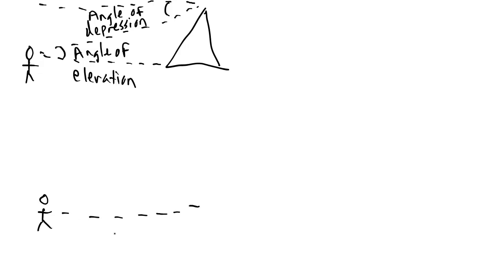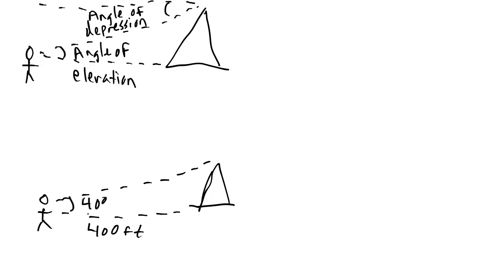Let's say you are standing 400 feet away from a mountain, and the angle of elevation to that mountain is 40 degrees. How tall will the mountain be? Well, if we were to draw this out, we'd have 400 feet. We're looking for how tall this is. We'll call that y. And we know that this is 40 degrees.